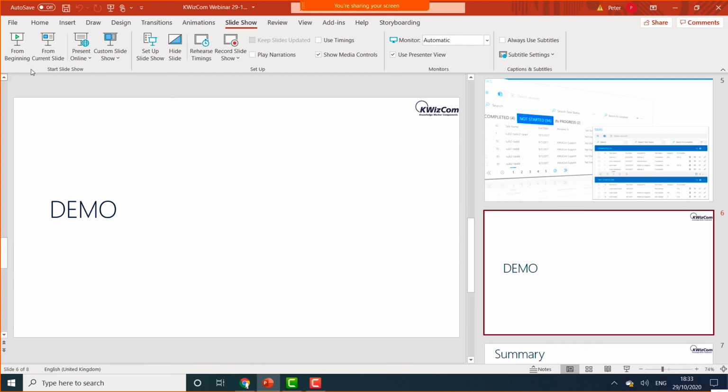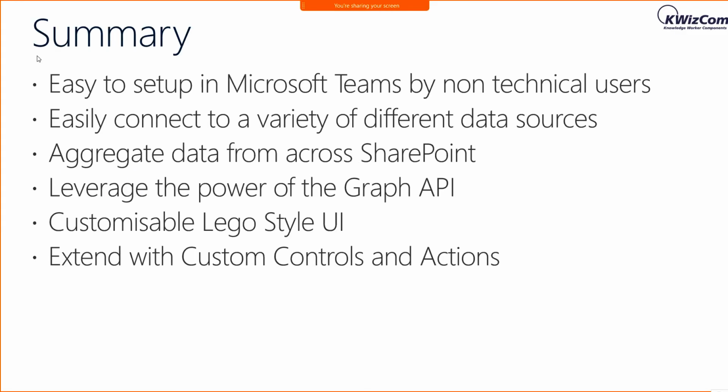So just to wrap up, just a couple of quick things to summarize and an opportunity for any questions. It's easy to set up in Teams, as I've mentioned, or in SharePoint. You can connect it to various data sources. Aggregating data across SharePoint, as I said, via lists, search. We can leverage the power of the graph. We haven't talked too much about the graph today, but you could connect to user information, document information in OneDrive, for example. We've got that customizable Lego-style UI to quickly build up filters, groups, tabs, conditional formatting.